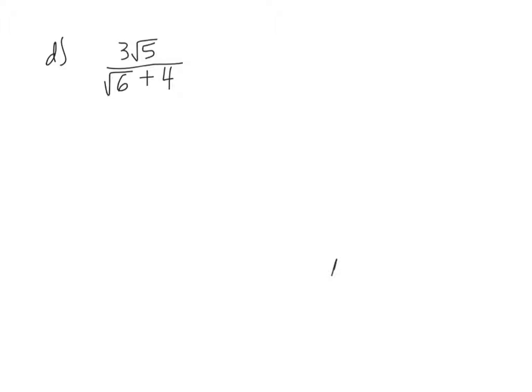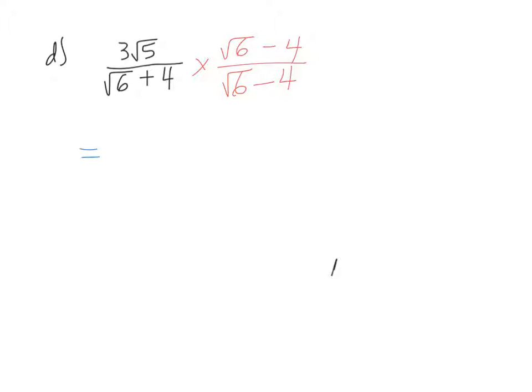So have a look at this one, and I want you to think about what we will have to multiply it by. So this one we're going to multiply by root 6 minus 4, because the denominator is root 6 plus 4. And we'll do that on the top and the bottom.